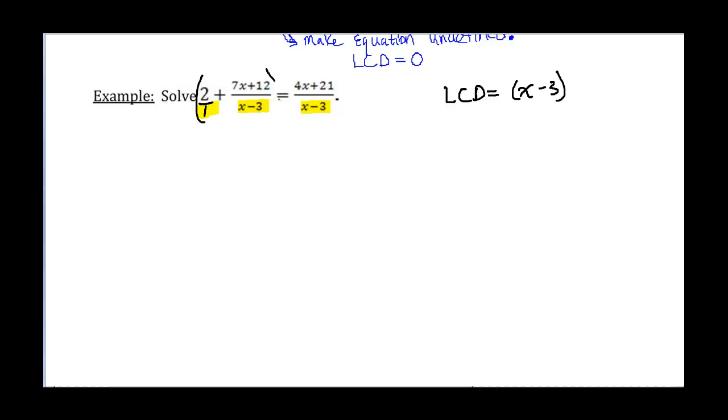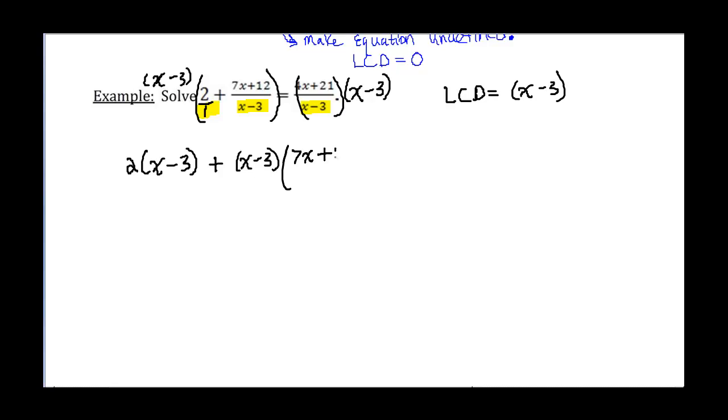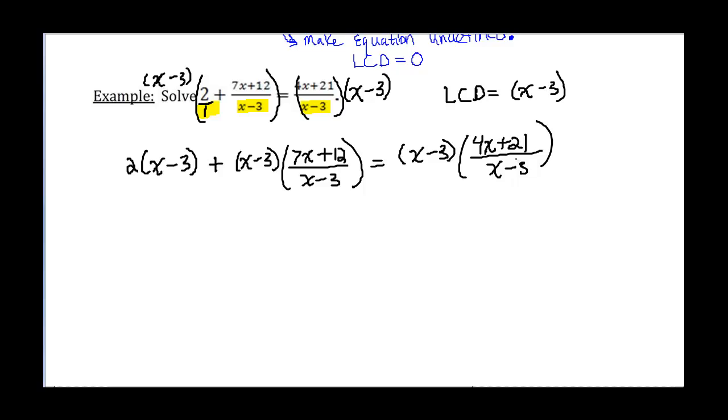I'm going to take that x minus 3 and multiply it on this side, and multiply it on this side right here. When I do that, I'm going to have 2 times (x minus 3), plus (x minus 3) times that rational expression there, and then (x minus 3) times this rational expression here. I didn't need to change the order there; it's not a necessary thing. You could have written it as (4x plus 21) over (x minus 3) times (x minus 3).